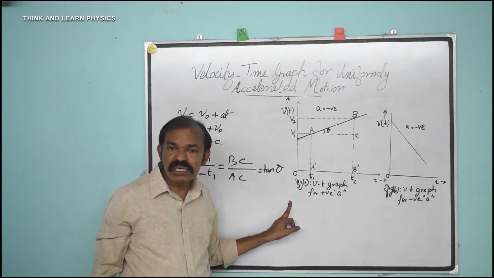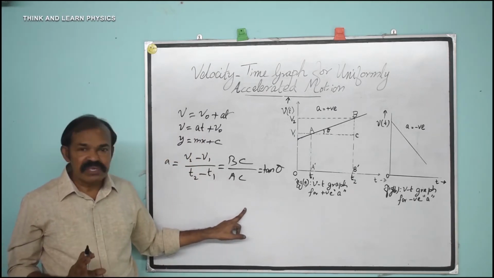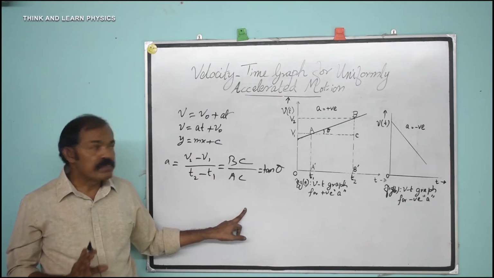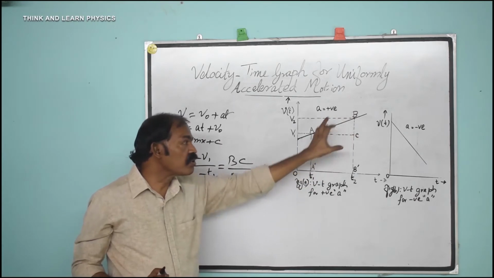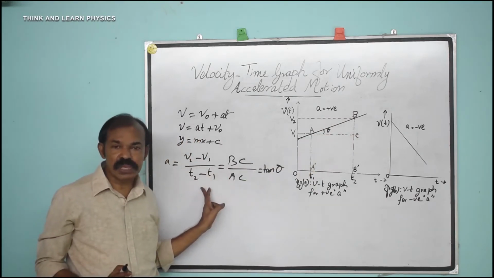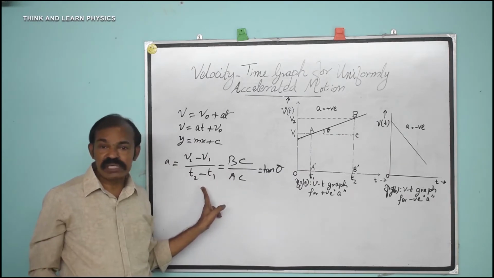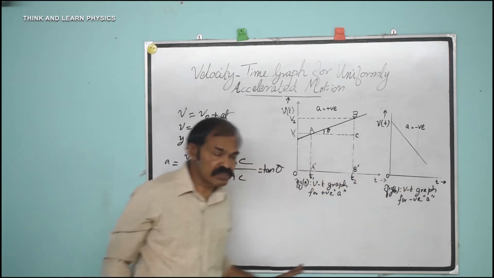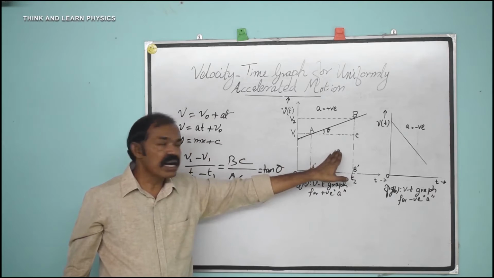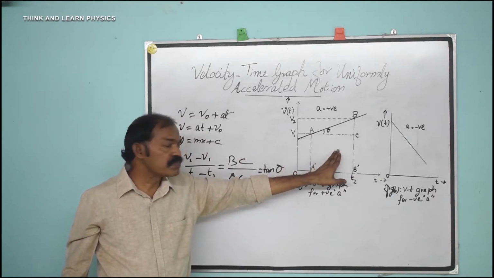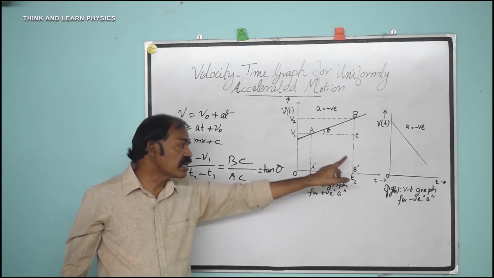So we have studied two things. First, the velocity time graph in the case of uniformly accelerated motion will be a straight line having a positive slope, and the slope of the velocity time graph gives the acceleration of the particle. In the case of negative acceleration, the velocity time graph will be a straight line having a negative slope like this. And also the area under the velocity time graph gives the displacement. That means here the displacement during the interval t2 minus t1 is given by the area A'B'BA.